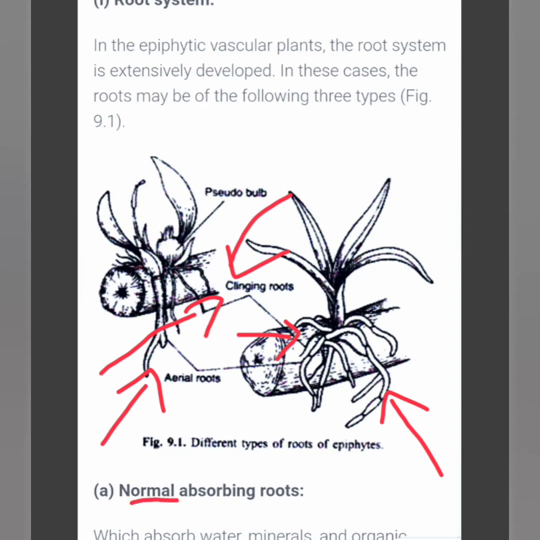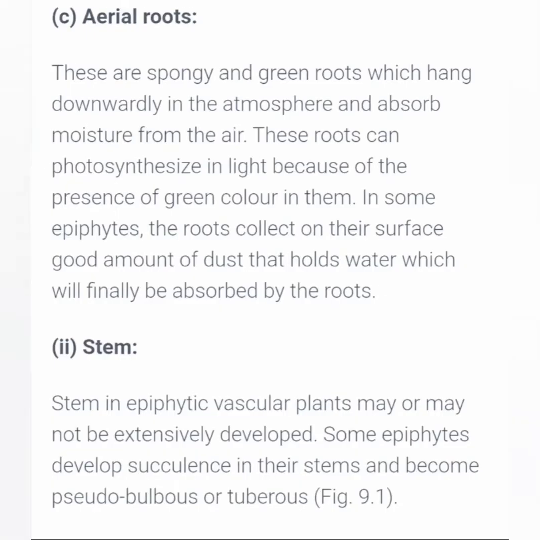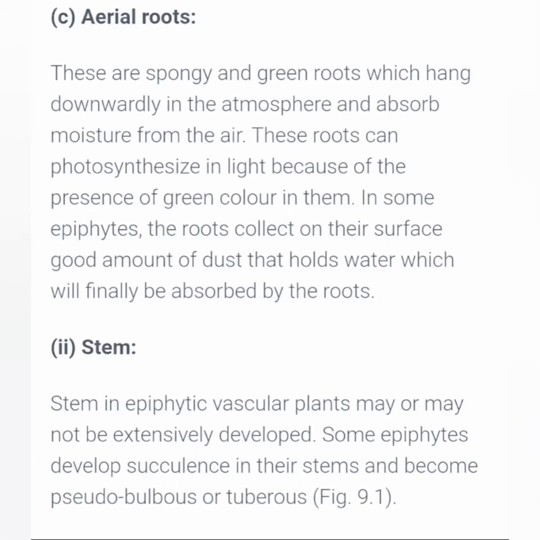Even the normal roots help in absorption of nutrients and moisture, water from the supporting plant. But these aerial roots help in the absorption of moisture not from the bark of the supporting plant but from the air. These roots can photosynthesize in light because of the presence of the green color in them. So these aerial roots are usually green because they contain photosynthetic pigments.